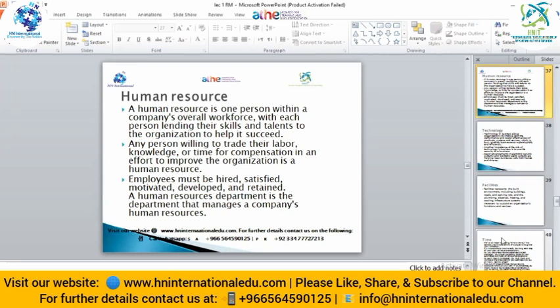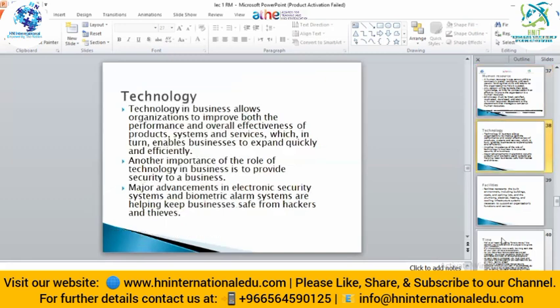So employees must be hired, satisfied, motivated, developed, and retained, because the main part of our organization is humans. If the humans are working well with the machines, we can produce things in a more effective way. So we have to work in a team environment, we have to utilize our human resources, we have to polish the skills of our human resources, and we have to work for their satisfaction. The human resources department is the department that manages a company's human resources.